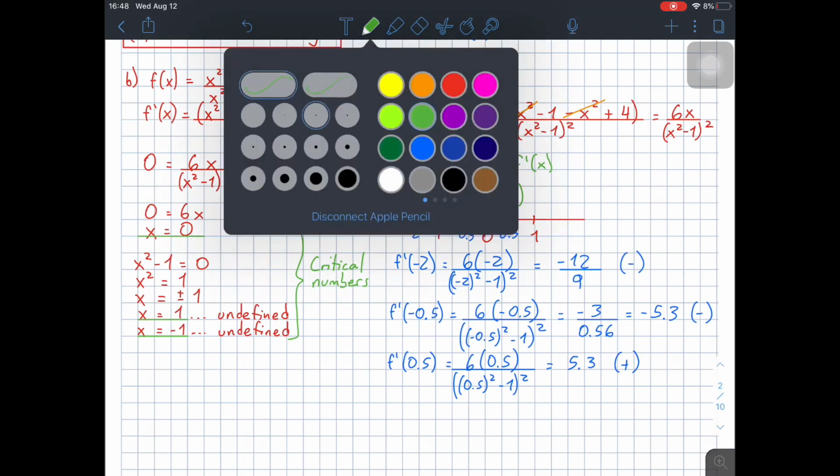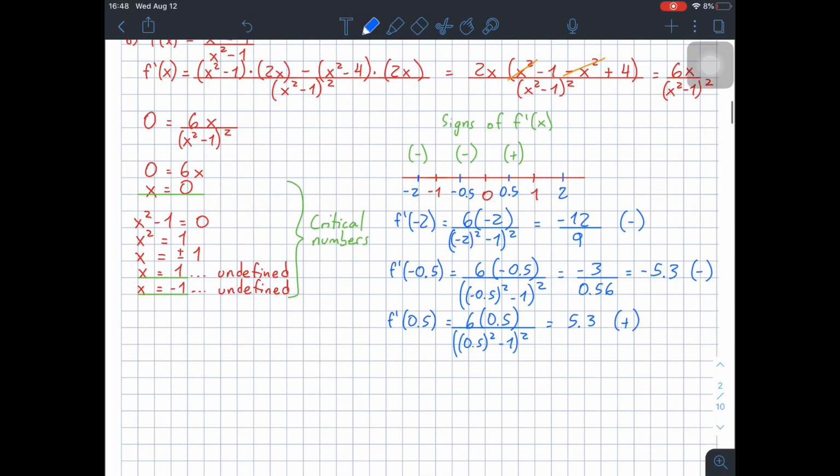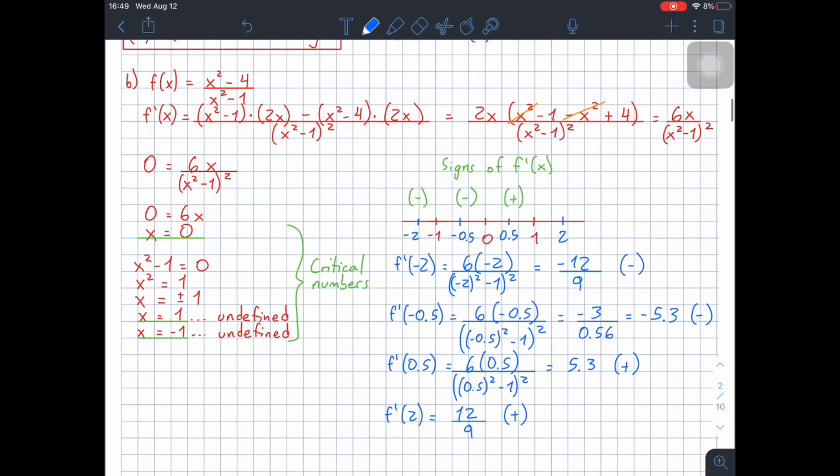And finally, if we pick another value here, for example, 2, we're going to find f prime of 2. If you look at this, it's the same thing. The only thing that changes is a 2 here to a positive sign. So this would be positive 12 over 9. So this has a positive sign here. So we conclude that this is positive here.